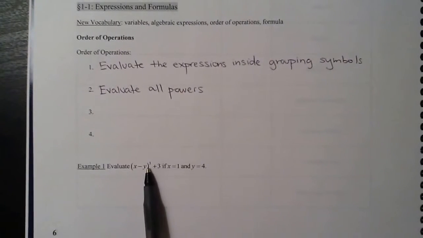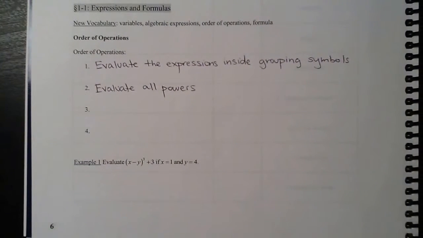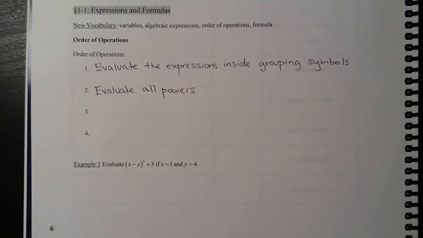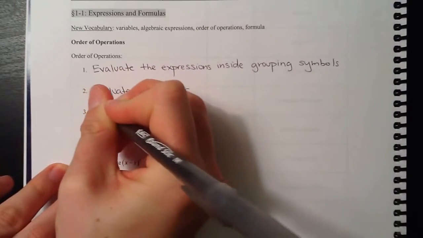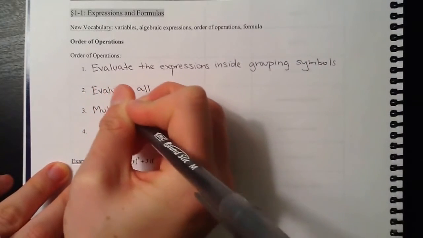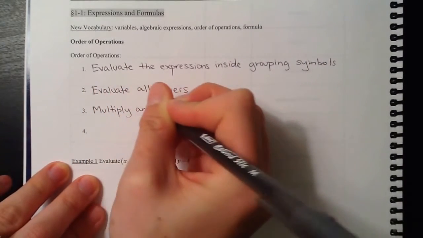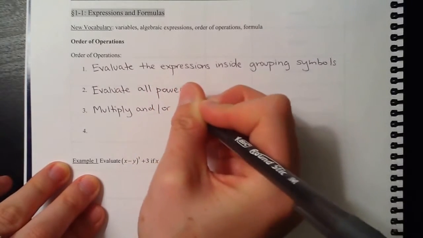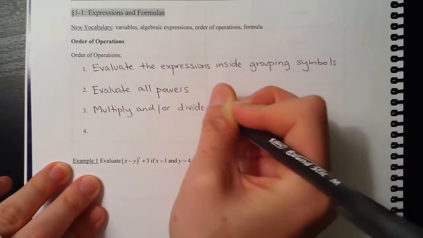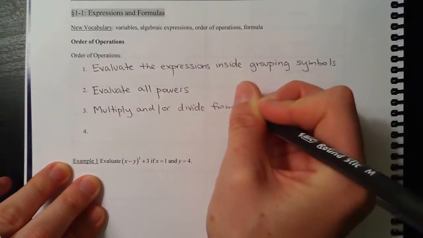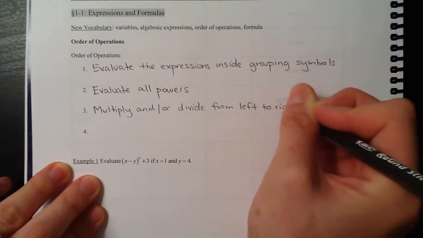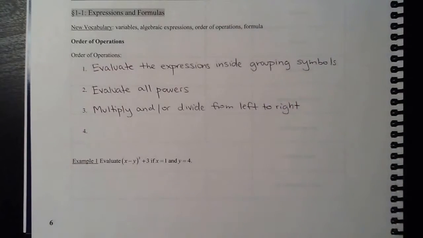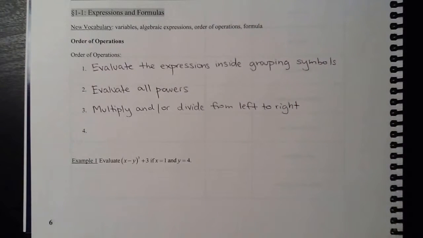Now, powers would be something like you see down here. That's the third power, also known as exponents. Step 3, multiply and or divide, whichever you need to do, from left to right. Now you may need to multiply, you may need to divide, you may need to do both.